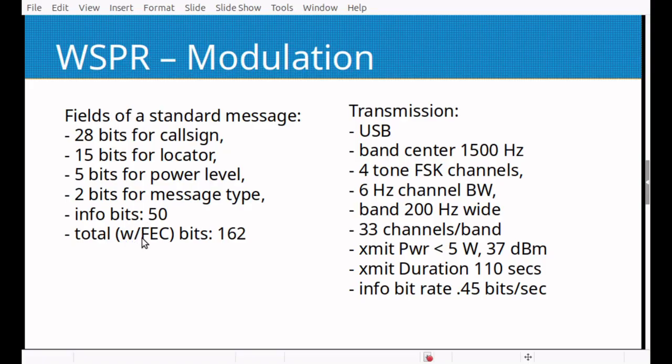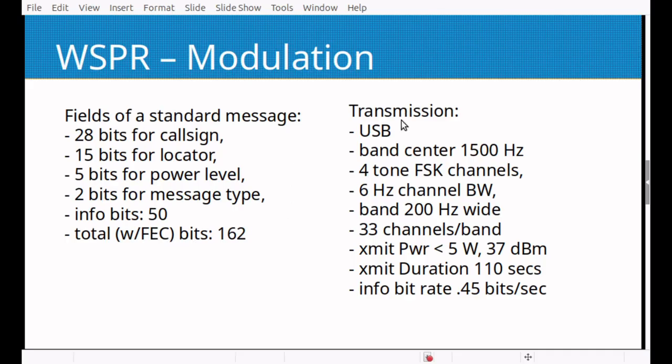But because this is a weak signal modulation scheme, it has forward error correction, so it ends up with a total of 162 bits. That is, for every information bit, there are 2 more forward error correction bits. That allows the receiving side to decode this in the face of impairments. That is, if some of the bits in this 162-bit message get flipped from zeros to 1 or vice versa, we can still decode it using forward error correction.